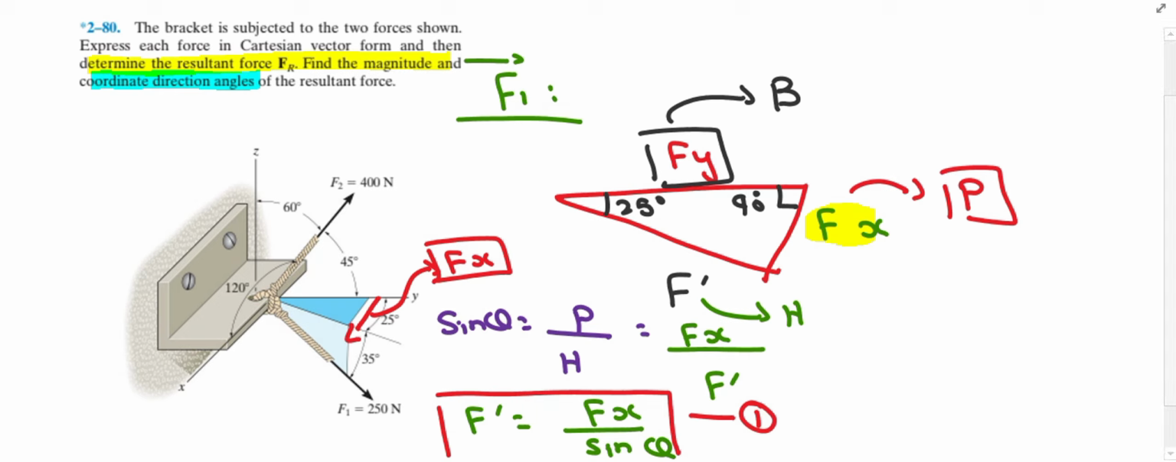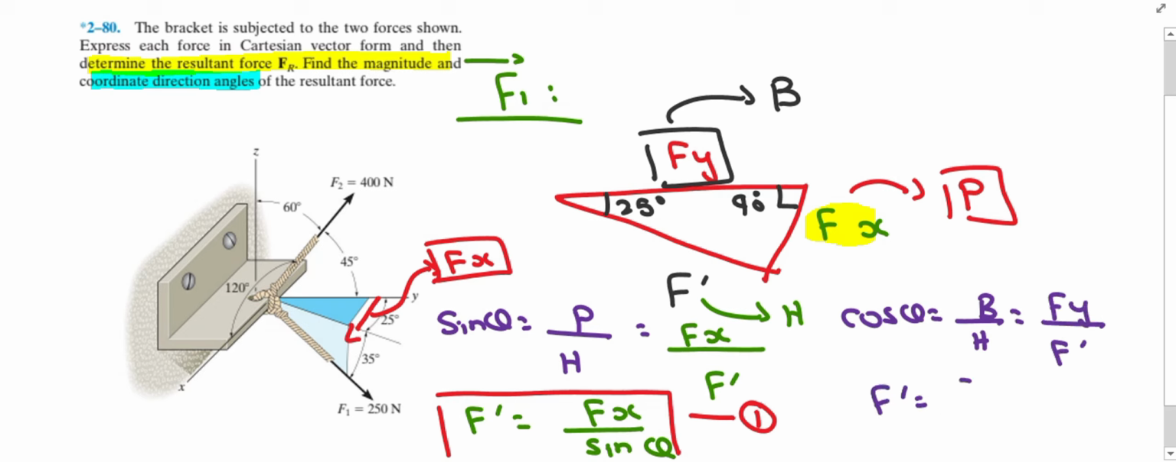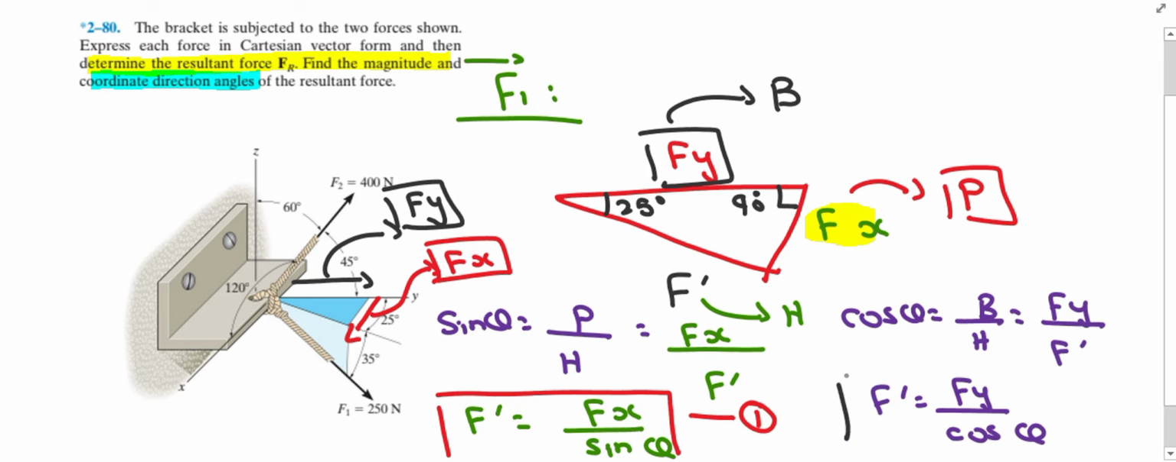Now apply the cos theta here. So cos theta is equal to base upon hypotenuse. So the base in this case is basically Fy, and the hypotenuse is basically F prime. So F prime is equal to Fy upon cos of theta. So if you see the question diagram, this is basically the direction of Fy, and it is acting on the right hand side. So that's why it is positive Fy. So this one becomes F prime is equal to Fy upon cos of theta. Let's call this equation number 2.